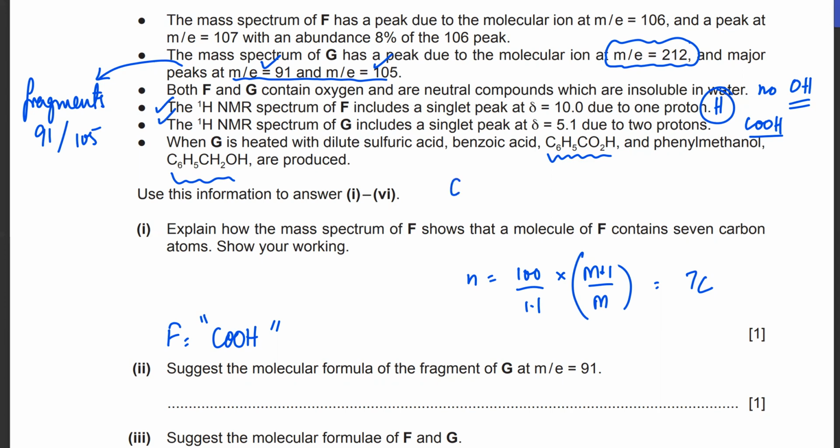It must contain a benzene. C6H5 is benzene, remember that. And it's a carboxylic acid that must be bonded to this phenyl methanol, which is again a benzene with a CH2.